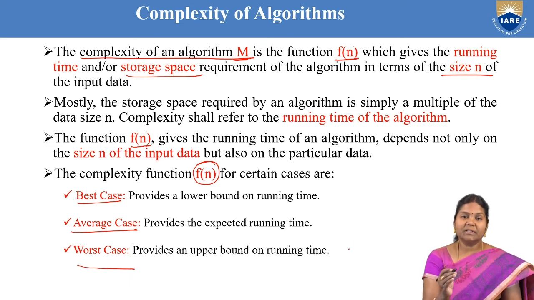The worst case always gives the upper bound on the runtime. But the average case provides the tight bound or expected runtime. And the best case always gives the lower bound on the runtime. So, this way the time complexity is divided into these three cases and it is computed.